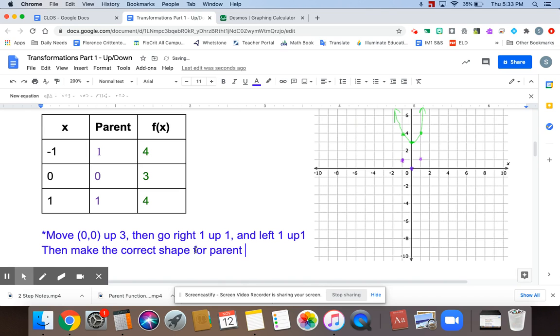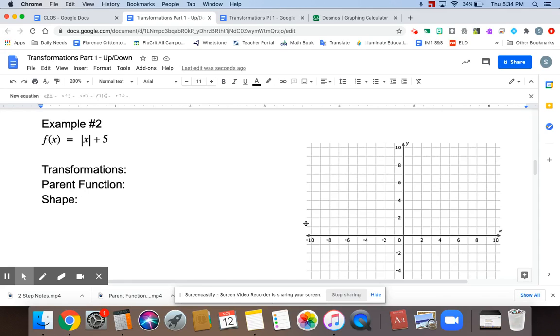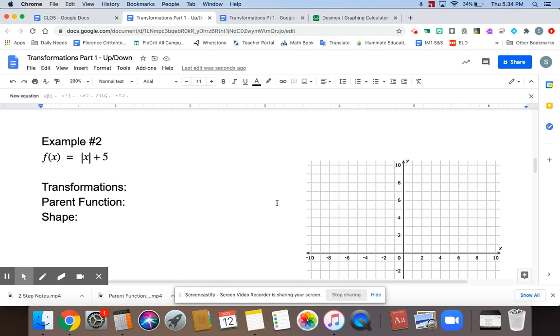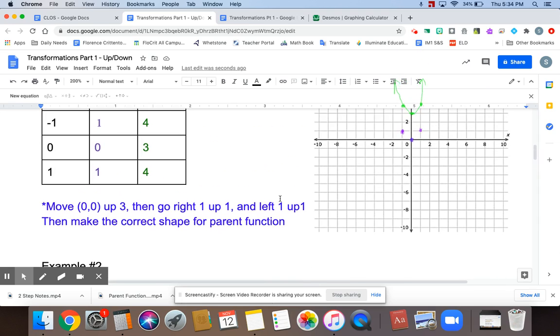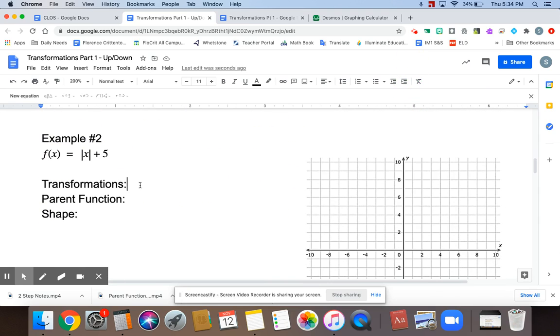So an easier way to do it, that's much faster than making a table like this, is to just ask yourself, what are the transformations that I see? Well, this part's the parent function part, and the transformation's the plus 5. And because it's at the end, since it comes after the parent function, this means to translate up 5.